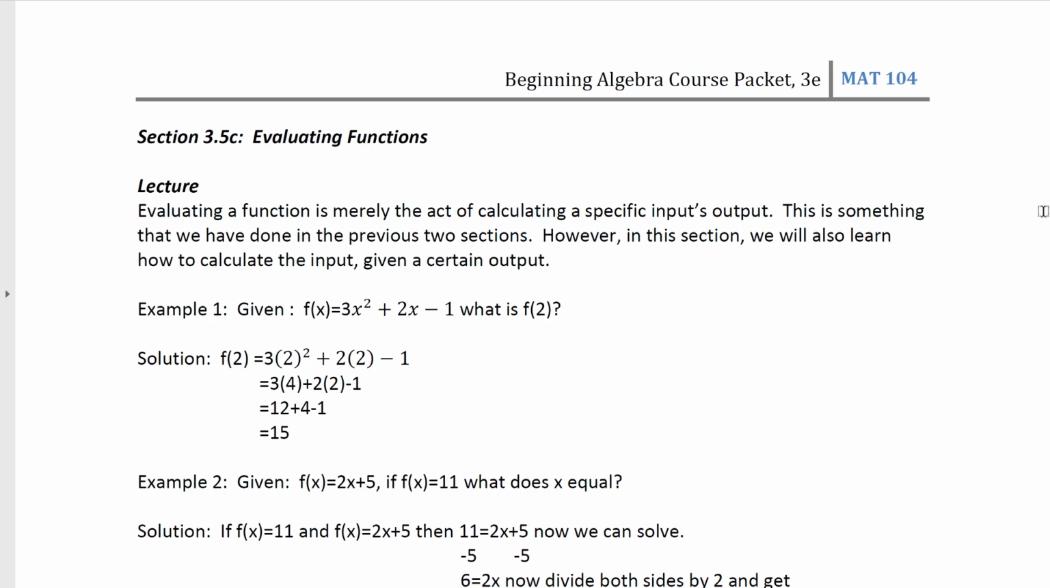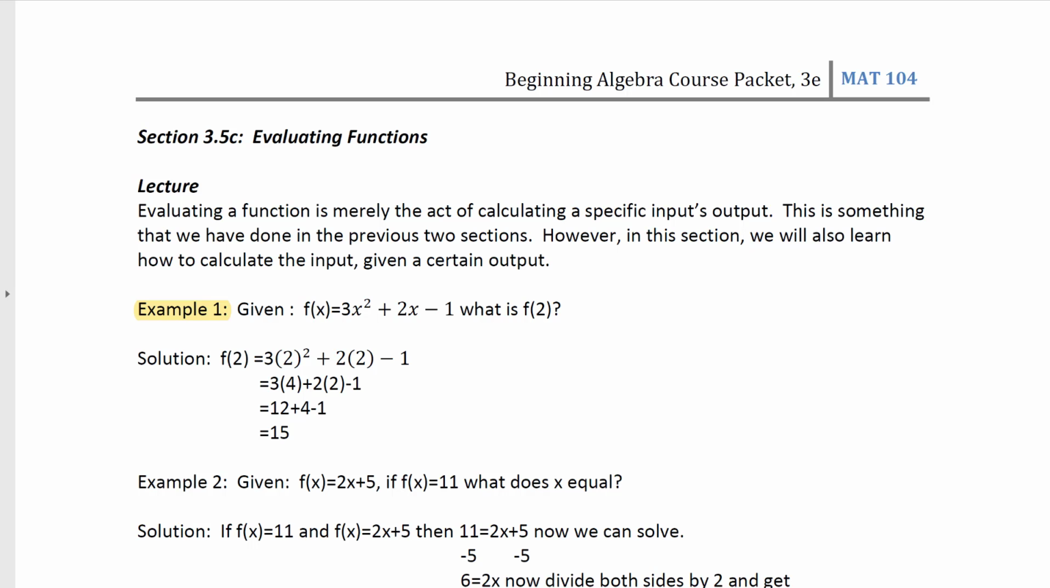The second one is peculiar to functions themselves, and it's a little weird, a little odd, but we'll take a look at it, and I think you'll get the idea once you see a good example. Let's begin with example one. This is the more straightforward type of evaluating functions. In this question, we are given the function f of x is equal to 3x to the second power plus 2x minus 1. And we're asked what is f of 2.